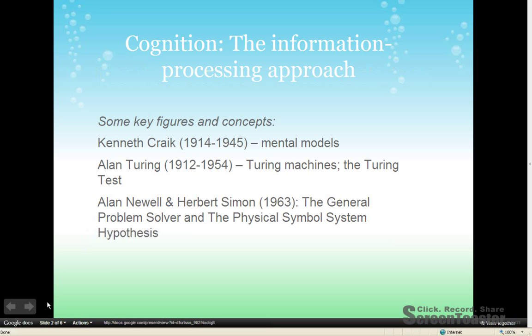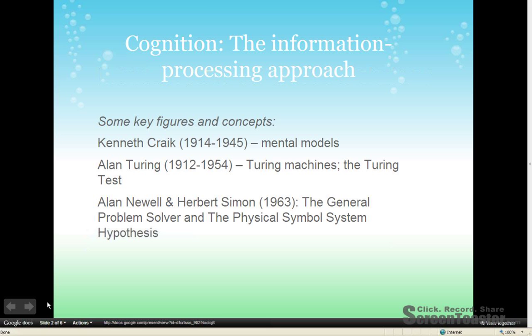One of the first figures to write in a cognitive vein was Kenneth Craik, a British philosopher and psychologist who wrote a book called The Nature of Explanation, in which he described how people might use internal models of reality in order to make predictions about the everyday world. These are called mental models.